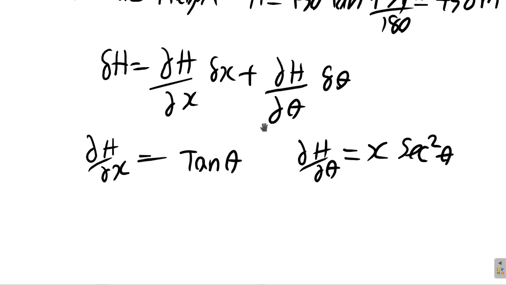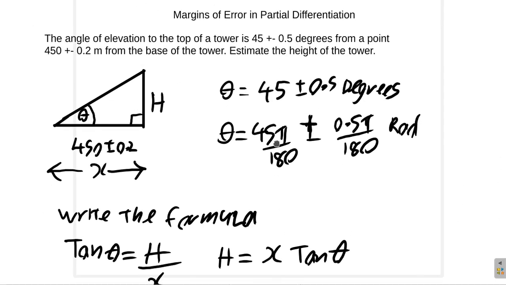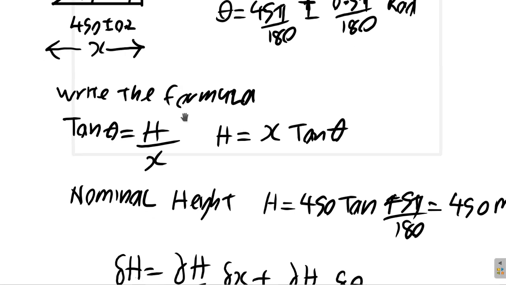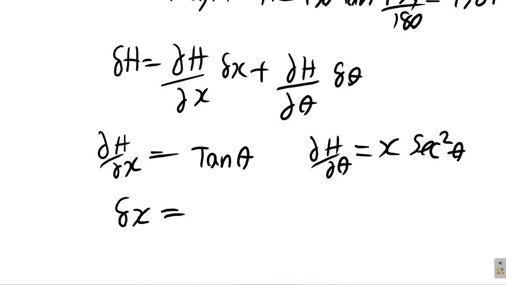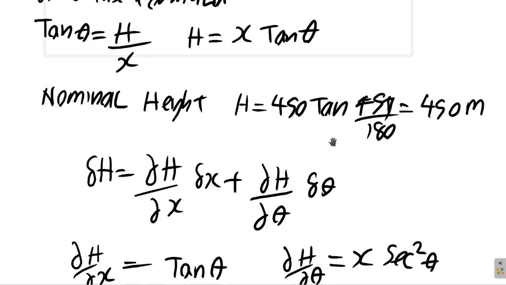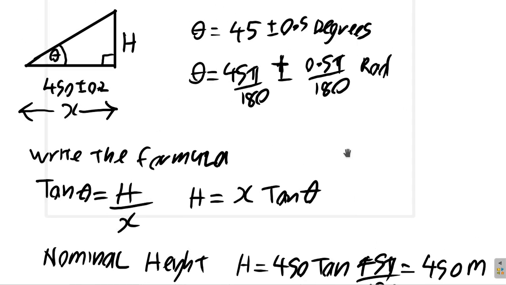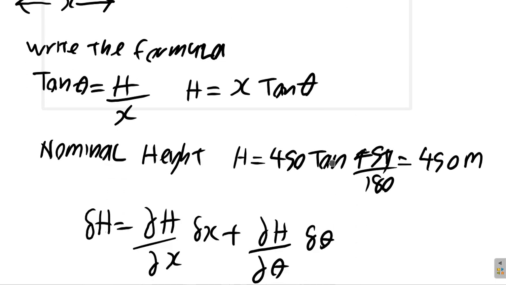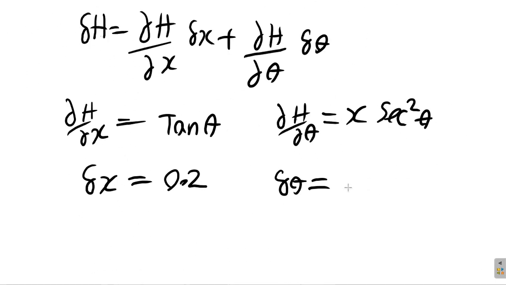Now, we want delta x. Changing x is equal to what? Oh, 0.2, we have it here. And the change in theta equals, and it must be in radians, remember that, 0.5 degree, which is 0.5 times pi over 180 radians.